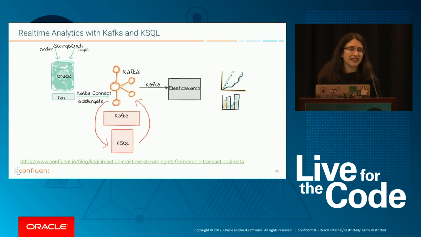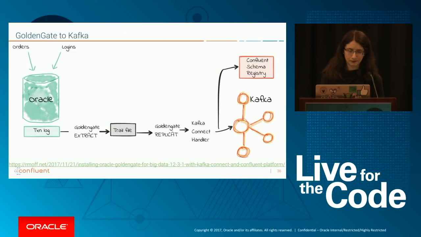We're going to get the data from the Oracle redo log into Kafka using Golden Gate, and the blog post talks you through in detail how to do that as well. We are going to do some processing using KSQL. And then we'll use Kafka Connect to get the data into Elasticsearch and draw some pretty pictures.